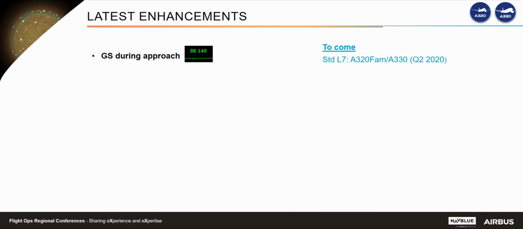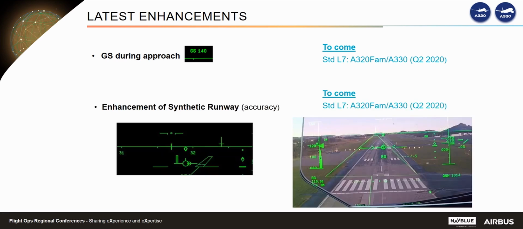We have as well introduced the ground speed display in approach. This is to better assess the impact of the wind on the aircraft energy during approach and landing in case of wind shear or swirling winds. The ground speed is displayed at minimum decision altitude or minimum descent altitude.